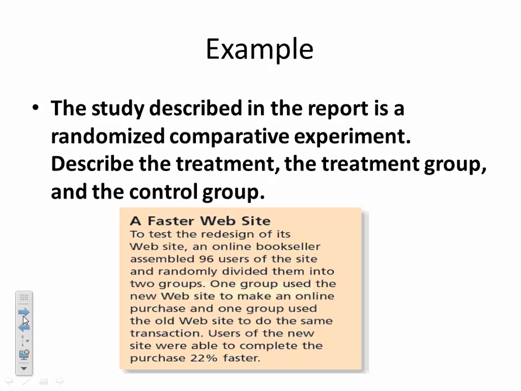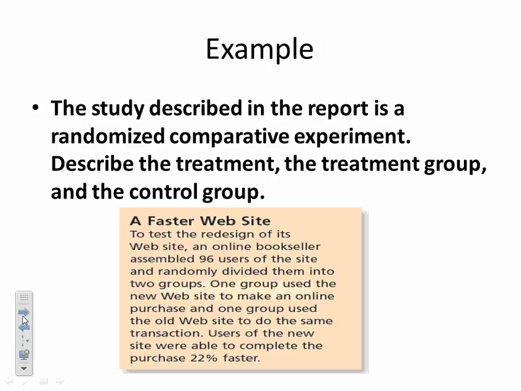All right, let's see if we can find the treatment group and the control group one more time. To test the redesign of its website, an online bookseller assembled 96 users of the site and randomly divided them into two groups. One group used the new website to make an online purchase, and one group used the old website to do the same transaction. Users of the new site were able to complete the purchase 22% faster. Okay?